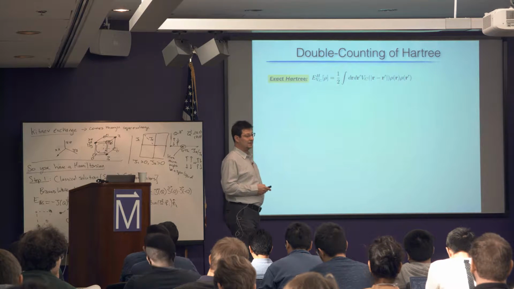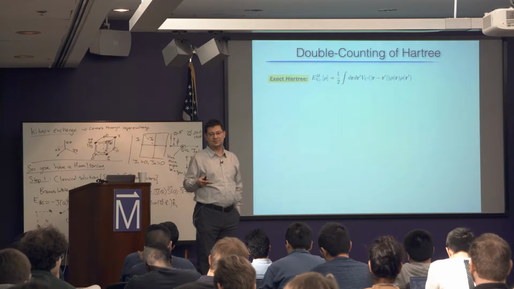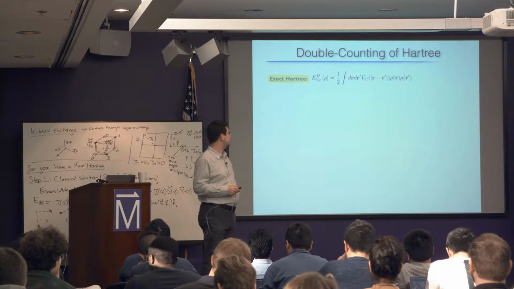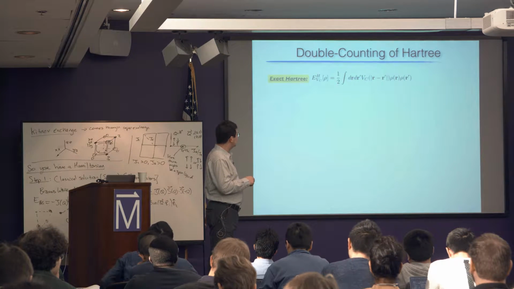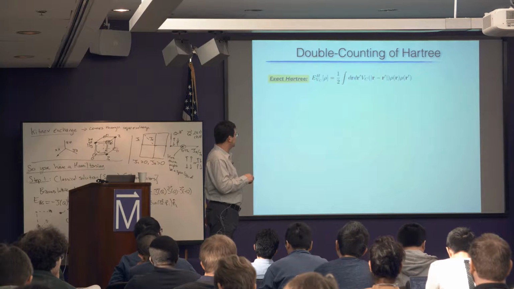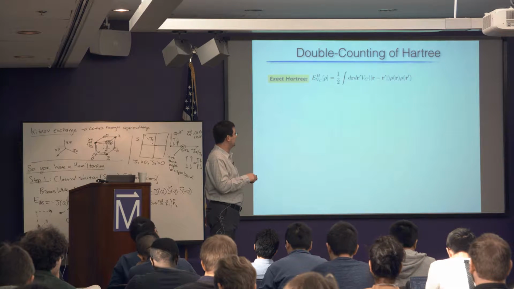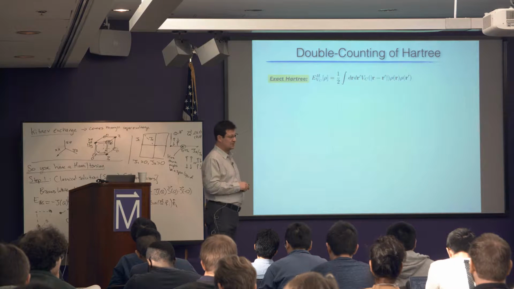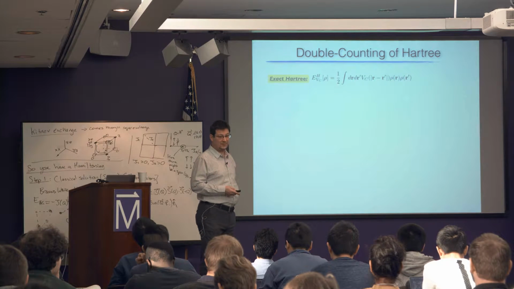Well, the easiest way is just to look at it term by term. So let's start with Hartree. Okay, Hartree is easy to understand. So we have the exact functional for the Hartree term, which has the Coulomb interaction 1 over r minus r prime, and rho of r prime.